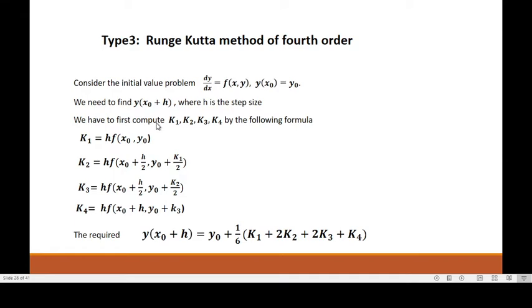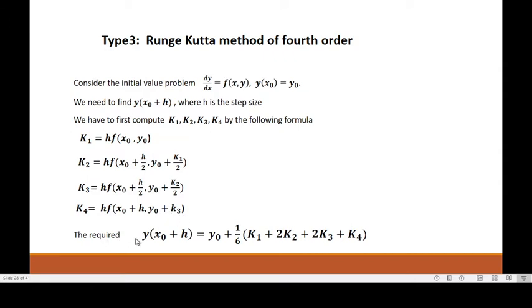First we have to compute k1, k2, k3, k4 by the following formula. So that is, k1 is equal to h into f of x0 comma y0. K2 is h into f of x0 plus h by 2 comma y0 plus k1 by 2. K3 is h into f of x0 plus h by 2 comma y0 plus k2 by 2. And k4 is h into f of x0 plus h comma y0 plus k3.